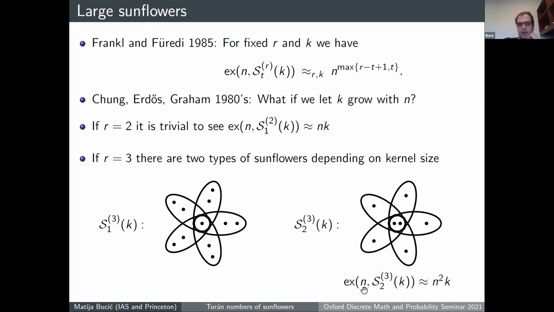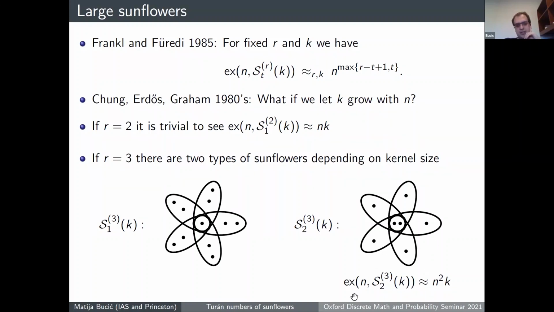So the one on the right turns out to be a bit easier. It has two things in the kernel, and the answer here is just n squared k. And the upper bound is fairly easy here. It just follows, since if you take a hypergraph with n squared k edges, in total you have n choose two different pairs of vertices. So just by a basic pigeonhole argument, one of these n choose two pairs needs to be in at least k edges. And the pair of vertices belonging to k edges of size 3 precisely means that you find this sunflower.